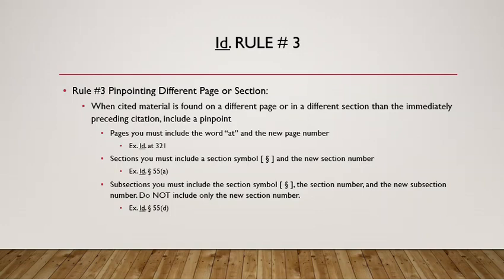Pages: you must include the word at and the new page number. For example, id at 321. Sections: you must include a section symbol and the new section number. For example, id space section symbol 55A. Subsections: you must include the section symbol, the section number, and the new subsection number. Do not include only the new section number. For example, id section number space 55D.